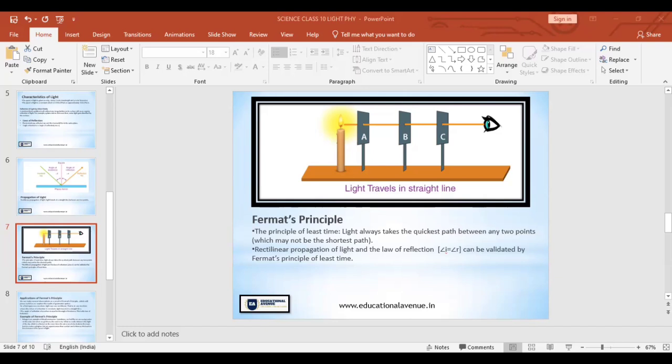Concave mirror, you can see at the dentist. Dentists use this mirror for checking the teeth. So that is the concave mirror, you can say.